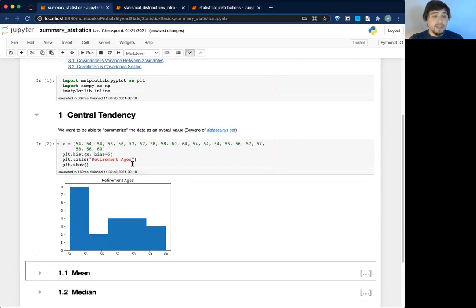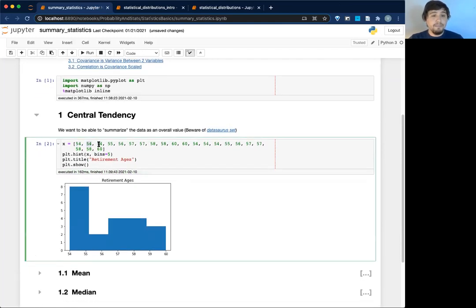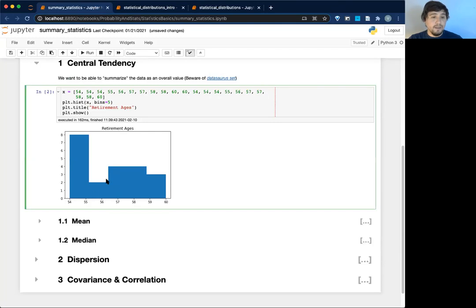This one is just retirement age. Each of these points is the age someone retired at. It's a very, very small data set, and you can see I made a little histogram here. Just looking at this picture, what are some things that we notice immediately? Obviously this is fake data, it's relatively small, but what are some things that we can already tell? Skewed. It's skewed, and skewed in what direction?